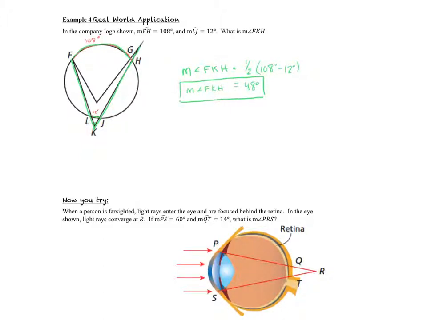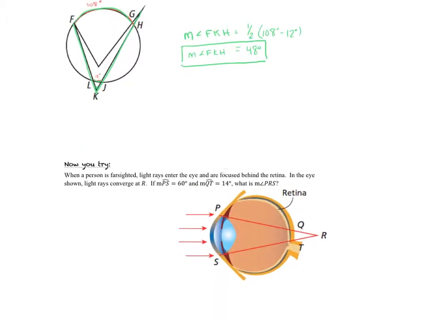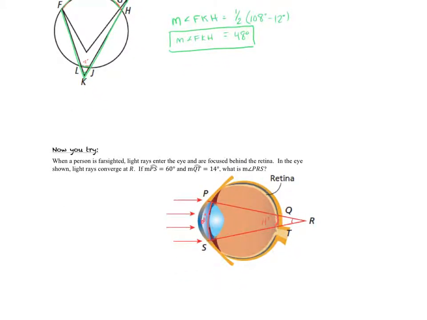Take a second, try the now you try, and hit play when you're ready to see the answer. So this is really the same idea. The measure of angle PRS is going to be equal to, I marked up my figure, 1/2 of the difference. Since it met in the exterior, we would be subtracting these. So the measure of angle PRS is equal to 1/2 of 60 minus 14, which is 46 degrees. So measure of angle PRS is equal to 23 degrees.